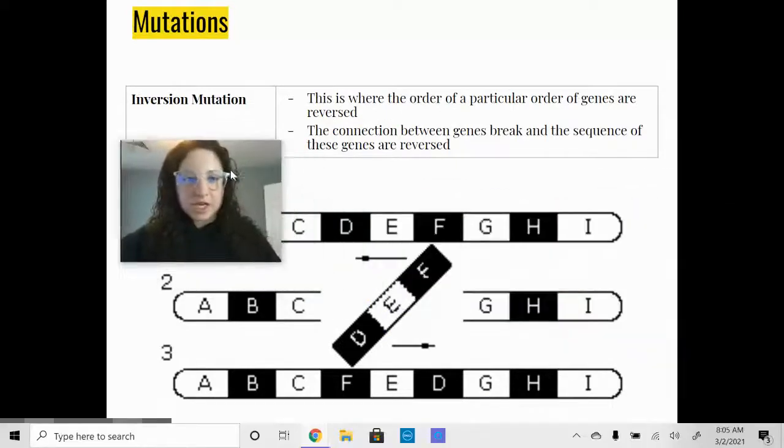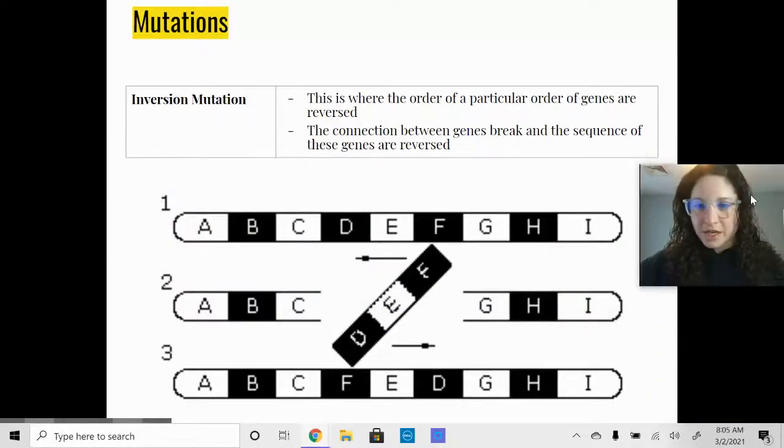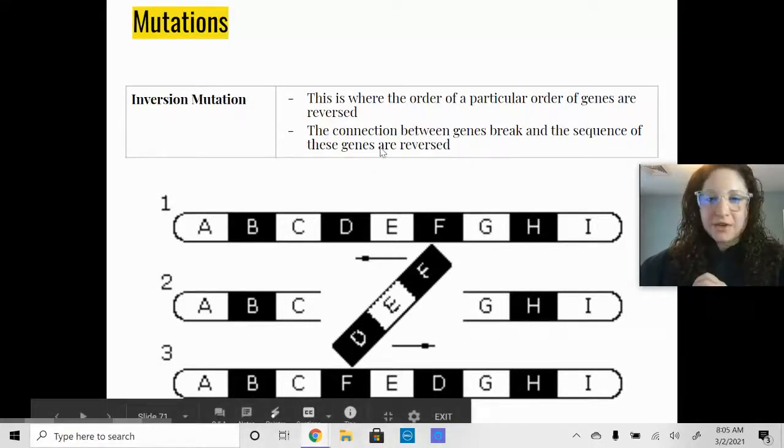For our next mutation, an inversion mutation, I believe I actually have this type of mutation in one of my chromosomes. I got it from my mom because she has it too. But this is where some parts of a gene are, or some parts of a chromosome are popped out of the chromosome. They are rotated around and then popped back in. So I think it's easier to understand and explain this type of mutation looking at the picture rather than reading the words.